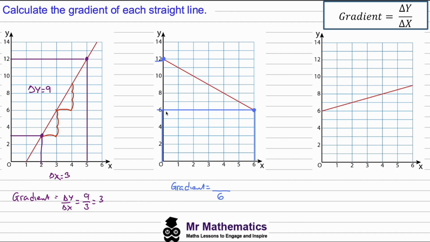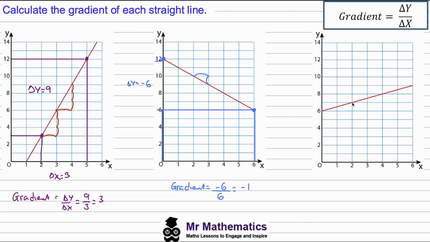But you can see that as we go positive in the x direction, we're going down in the y direction. So the change in y now is negative 6. So this will be negative 6 divided by 6. This will have a gradient of negative 1. And you can see how this works. If we go across by 1 in the x, we're going down by 1 in the y.